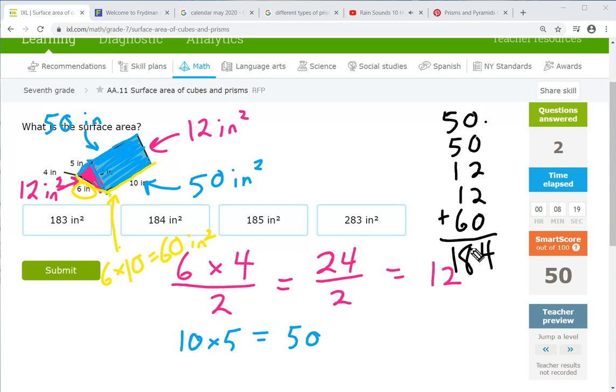184. These were all square inches. Everything was square inches. And whenever we're adding units, the units stay the same. So this would also be square inches. So we get 184 square inches, which is this one right over here.